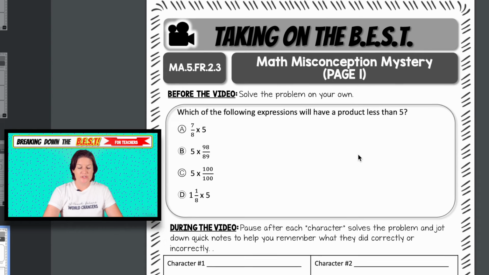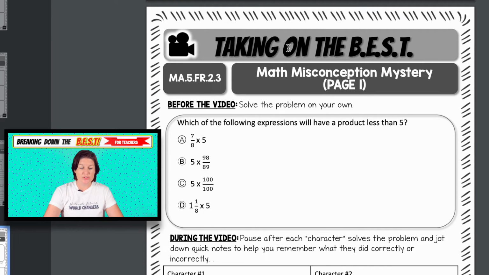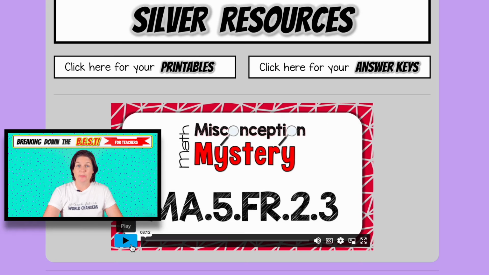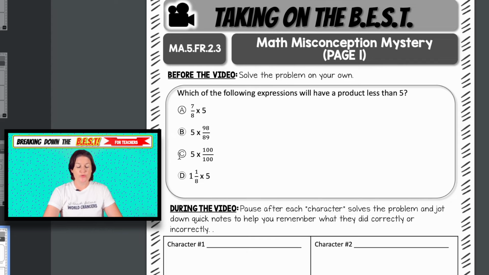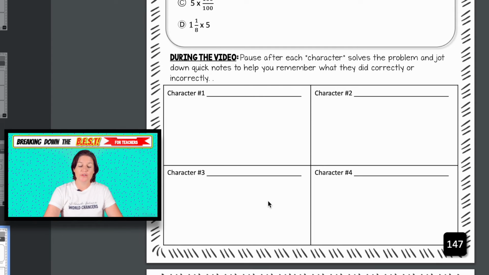The last activity in the silver plan is the math misconception mystery. As you can see, it's a video lesson. All you have to do is click play, and I will walk you and your students through the entire process. First, students will solve this problem on their own, and then they will watch as 4 other characters solve the same problem. Now, these characters are just me dressed up in silly costumes with silly accents.